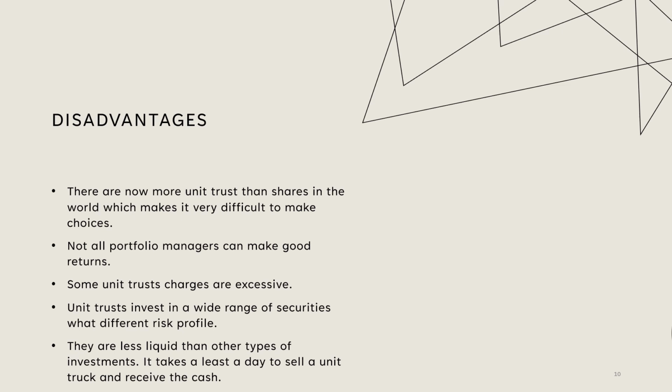Disadvantages. There are now more unit trusts than shares in the world, which makes it very difficult to make choices. Not all portfolio managers can make good returns. Some unit trust charges are excessive. Unit trusts invest in a wide range of securities with different risk profiles. They are less liquid than other types of investments. It takes at least a day to sell a unit trust and receive cash.